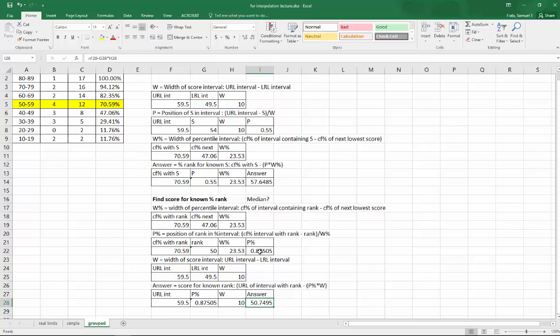Oh, sorry, yeah. I said earlier, but it's 0.87. It's 0.87 down from the top, not up from the bottom. So yeah, that makes sense. It is closer to 50 than it is 59. Okay, so that is a fairly quick review of upper and lower limits and interpolation. Hope it helps.